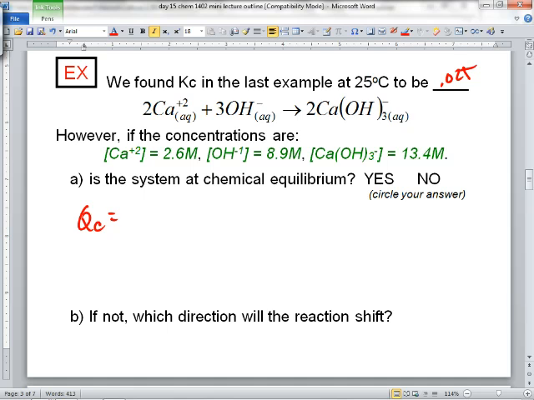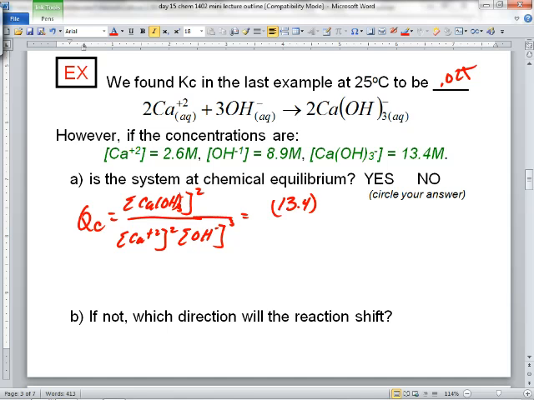Product over reactant, right? So calcium hydroxide has to be squared. The calcium has to be squared. The hydroxide has to be cubed. They said the calcium hydroxide was 13.4, so don't forget to square it. The calcium, they say, is 2.6, so don't forget to square it. And the hydroxide is 8.9. Don't forget to cube it. So 13.4 squared, divided by 2.6 squared, divided by 8.9 raised to the third power.